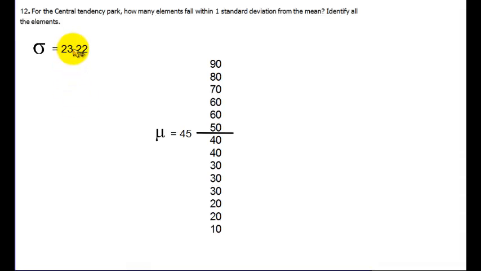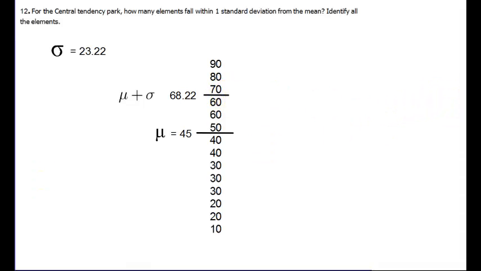So I'm going to add 23.22 to my mean. So you will have the mean plus the standard deviation, which is 23.22. So you are actually adding 23.22 to your 45. When you add these two numbers, you are going to get 68.22. So this is your mean plus your standard deviation, 68.22, and it is located somewhere here.